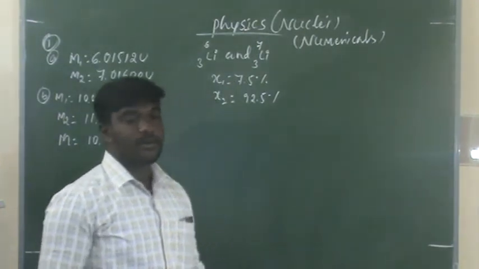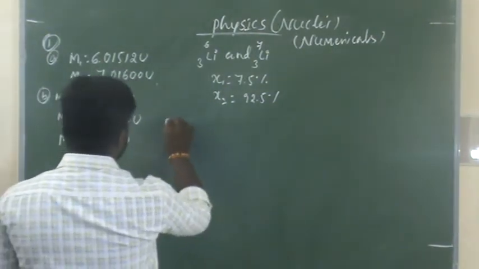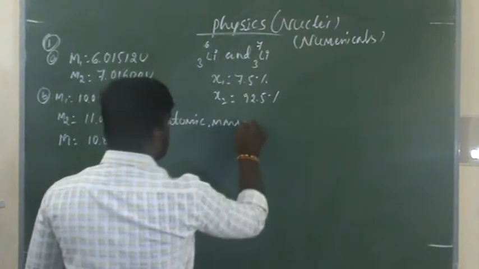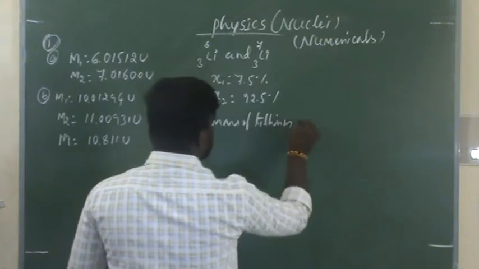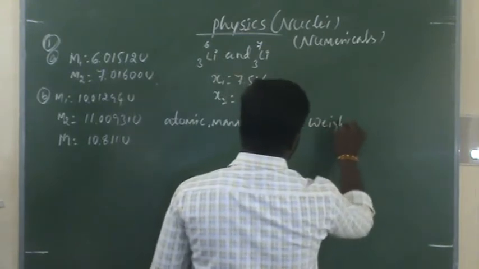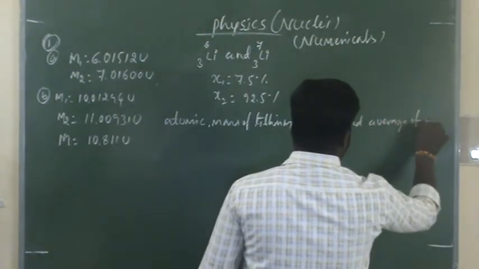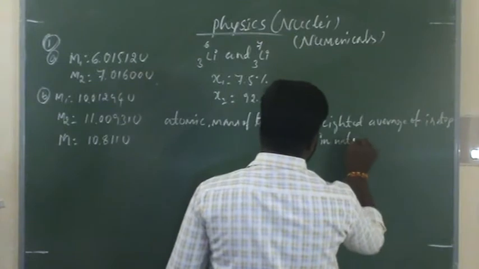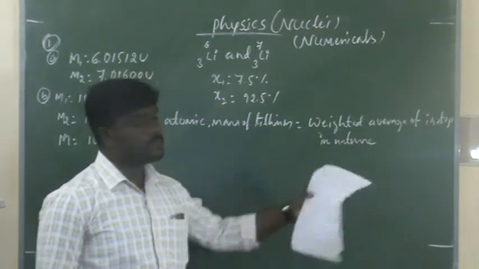What do we have to find out? We have to find the atomic mass. The atomic mass of lithium is equal to the weighted average of the isotopes in nature.